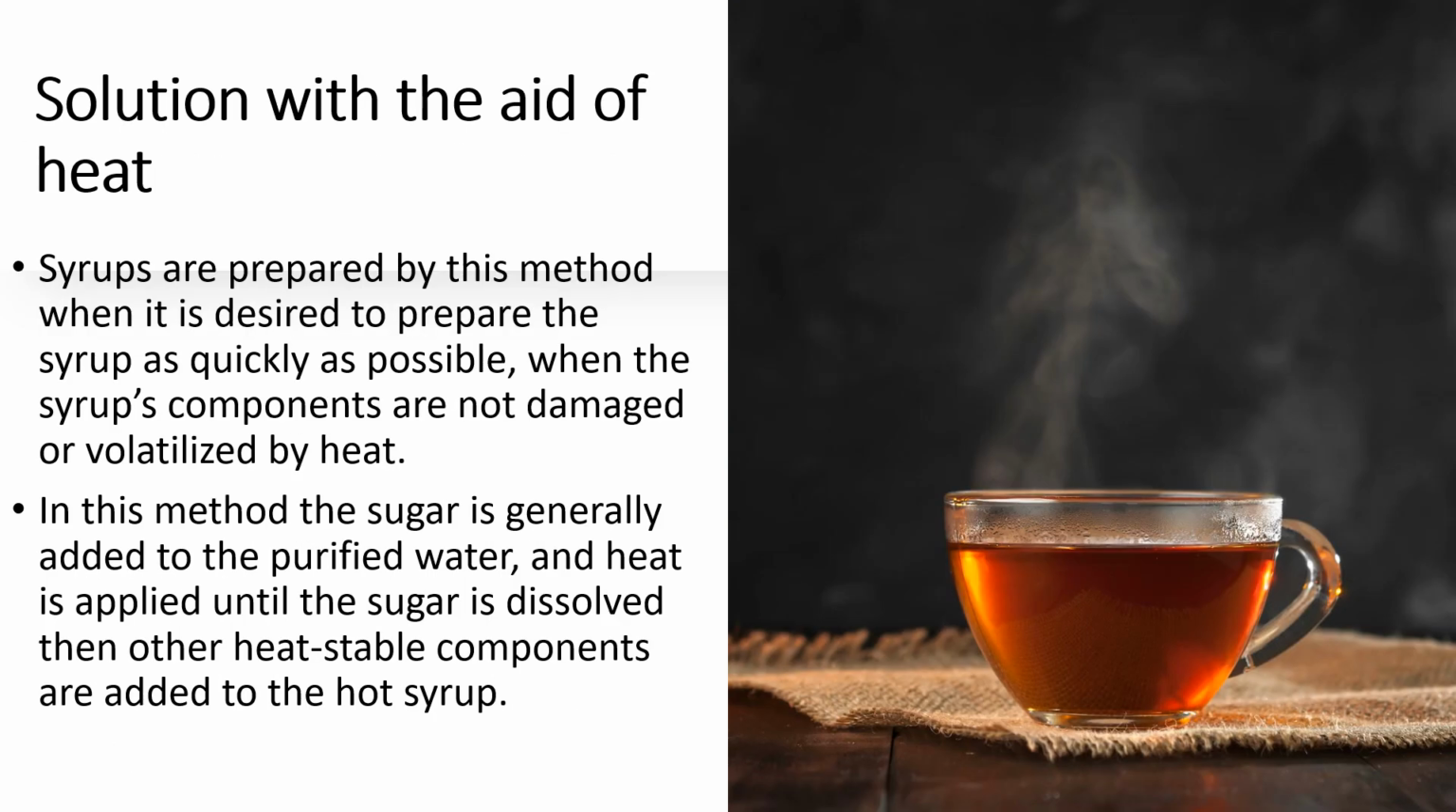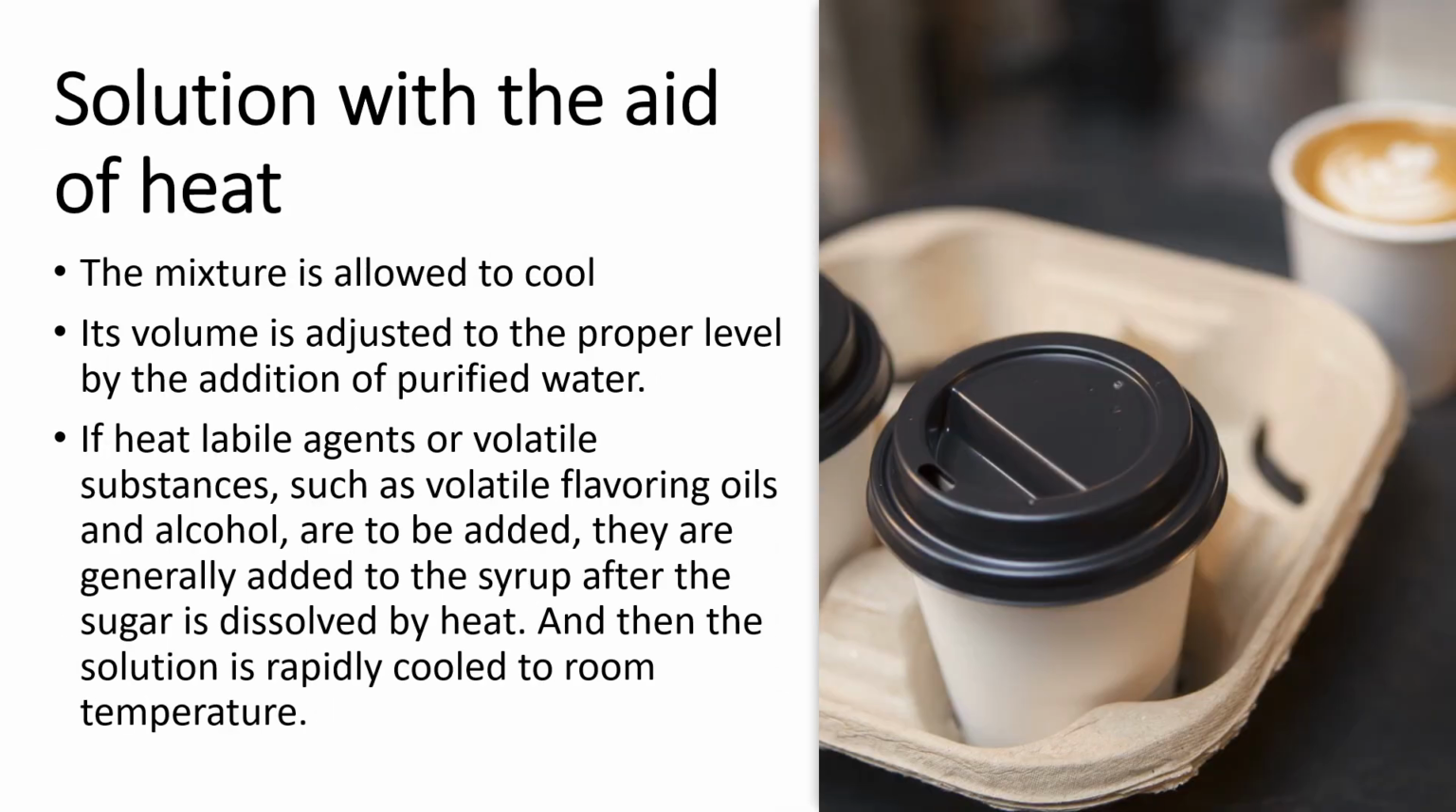So the first method in preparation of syrups is solution with the aid of heat. This method is used when it is desired to prepare the syrups as quickly as possible. In this method, sugar is added to the purified water and heat is applied until the sugar is dissolved, and then the heat stable components are added to the hot syrup. Then the mixture is allowed to cool. Its volume is adjusted to the proper level by the addition of purified water.